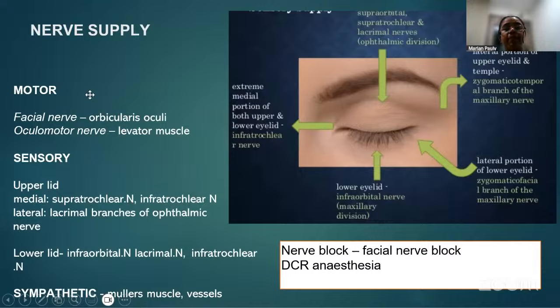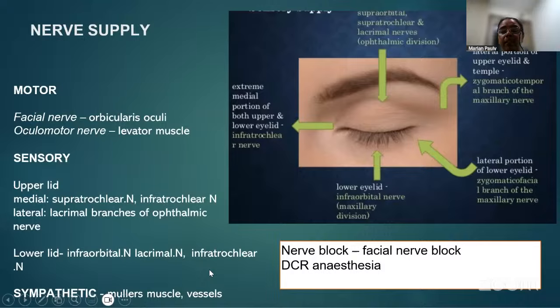Coming to the nerve supply, the knowledge is very important. It has a motor supply and a sensory supply. Motor supply is by the facial nerve and the oculomotor nerve. The facial nerve supplies the orbicularis oculi, and the oculomotor nerve supplies the levator muscle. Sensory supply in the upper eyelid is by the supratrochlear, infratrochlear, and laterally, lacrimal branches of the ophthalmic nerve. In the lower eyelid, it is the infraorbital, lacrimal, and infratrochlear nerves. And sympathetic supplies the Muller's muscle.